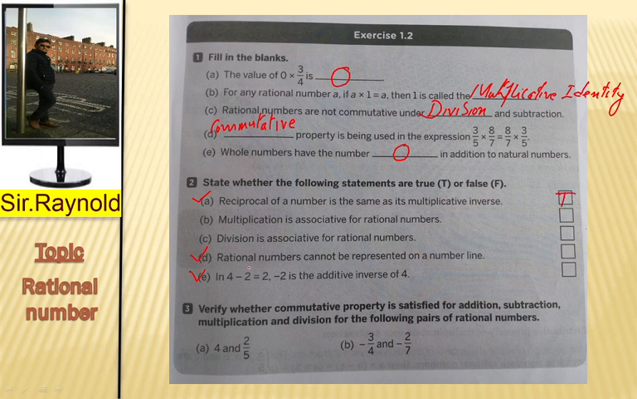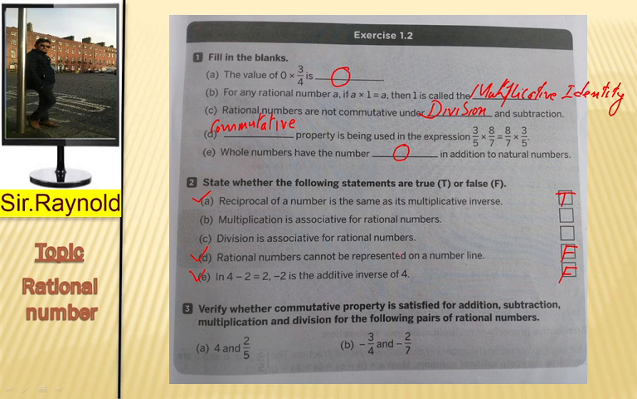Then, a rational number cannot be represented on a number line. No, that is wrong. You have learned that a rational number can be represented on a number line, which we have done also. So this is false, because it can be represented. Then, 4 minus 2 is 2, so minus 2 is the additive inverse of 4. Actually, it is wrong. Minus 2 is the additive inverse of 2, not of 4. So this is also false. You can copy these questions 1 and 2, whatever I have done now.